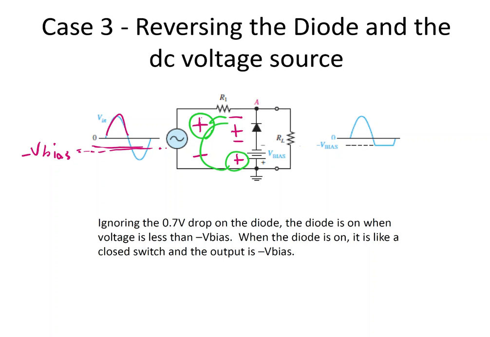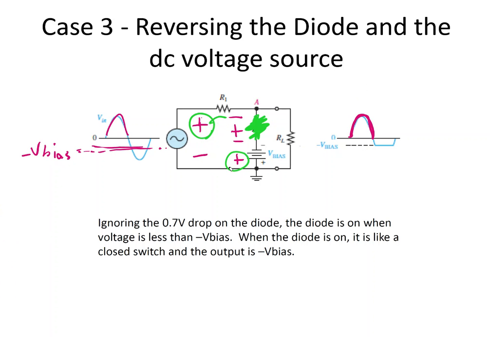So we know that for the whole positive cycle, the diode is going to be reverse biased, and the output across the load resistor will follow the same shape as the input waveform, because this is going to be like an open circuit here. Okay, so for the positive cycle, we end up with the same shape as the input waveform.